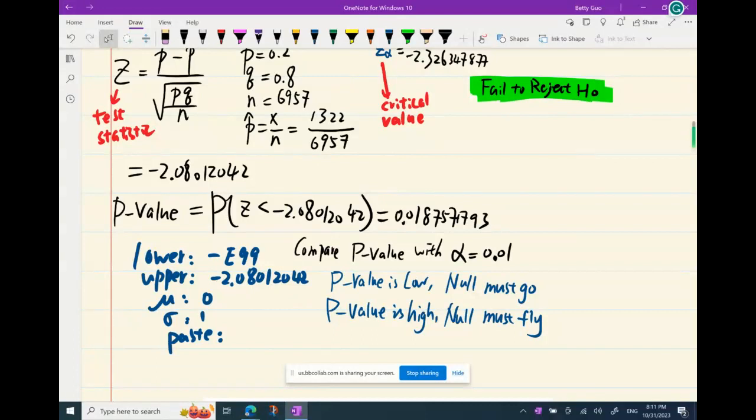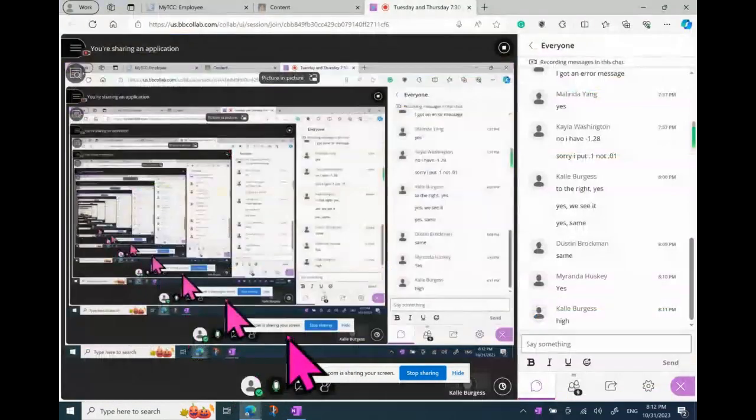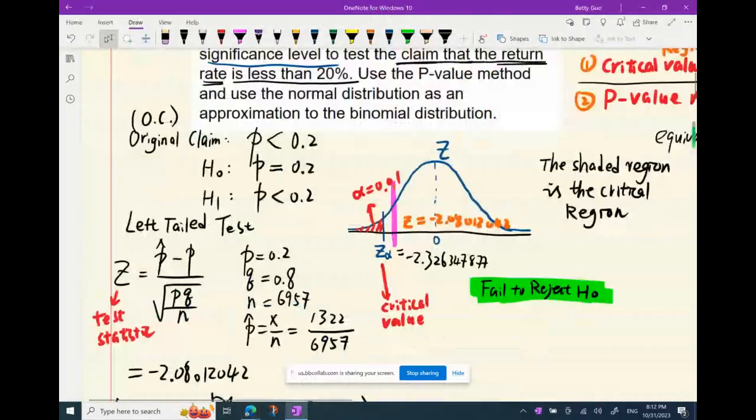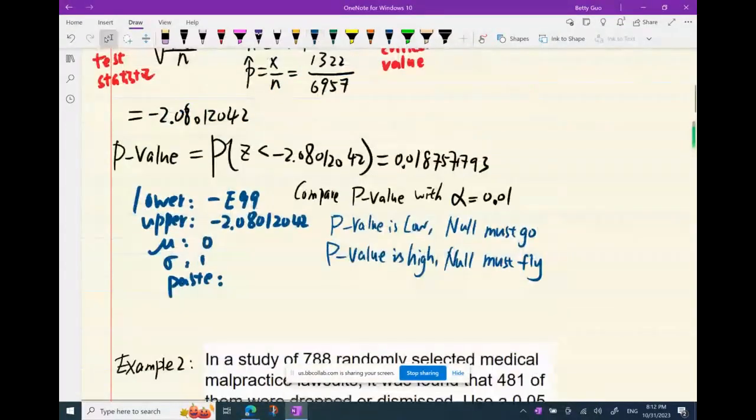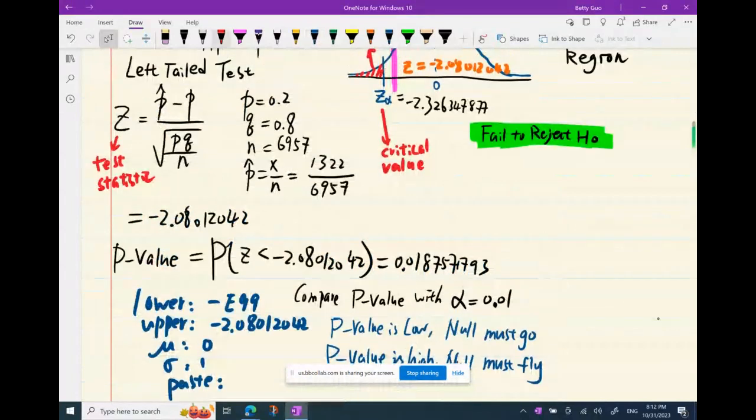So in our case, you tell me, guys, when we compare p-value with alpha, is the p-value low or high in our case? When you look at the graph, you actually already know, right? Yeah, exactly. P-value is high, because the p-value is the area of the region to the left of z. It is bigger than 0.01, which is the area of the region to the left of z sub alpha, because z is to the right of z sub alpha, so it has more area, bigger region. So null must fly. So we fail to reject the null.